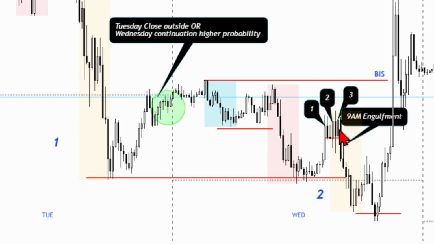Again, very similar to that oil trade that I just showed you, where this is a triple top of an upper structure. They broke down at 9 a.m. was the engulfment, and it was down all the way through the low of the previous day and down through the low of the current day to make that lower low on the day itself.